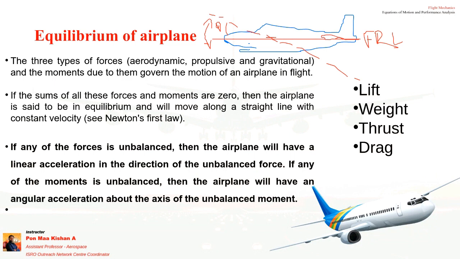Right? So when there is lift and the force is unbalanced, the force will give a linear acceleration, right? That is due to the lift, directional wise. When the moment is unbalanced, there will be an angular displacement. The angular displacement will give an angular velocity. Correspondingly, we will have an angular acceleration. So angular acceleration about the axis of unbalanced moment will take place.